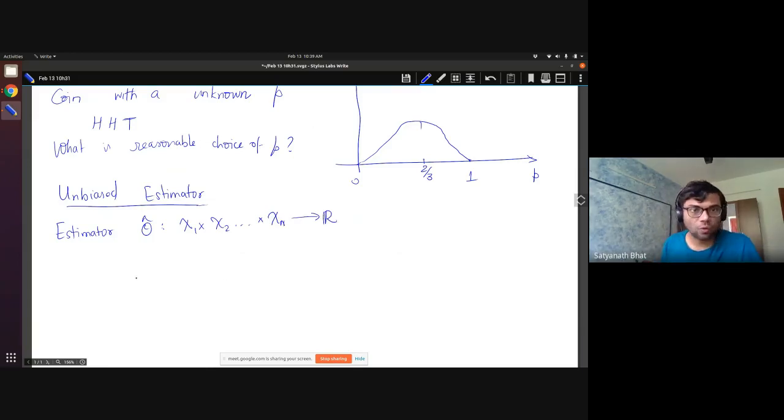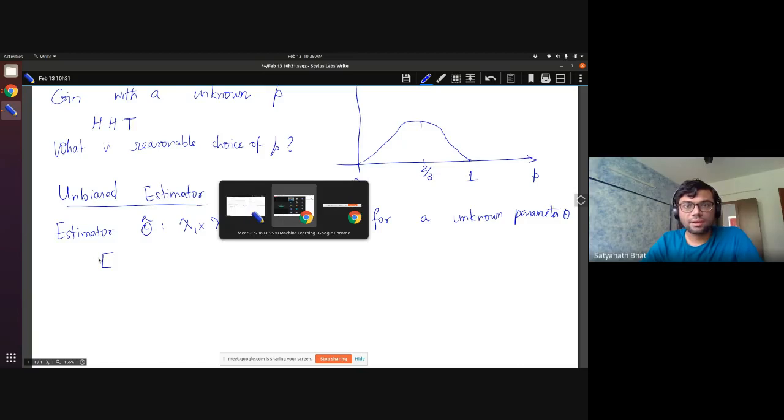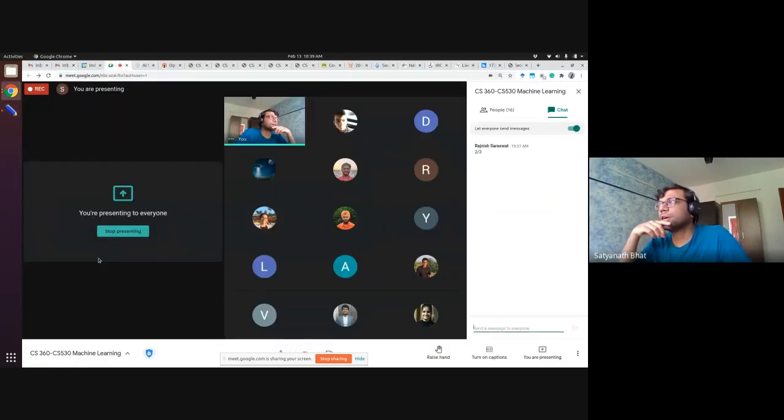Now suppose this is an estimator for an unknown parameter theta. So theta hat, which is a function of all the n samples that you have of your data, is an estimator for an unknown parameter theta. An unbiased estimator has a property, but first of all, let me ask this. Is theta hat random? How many of you feel theta hat is random? Is the value of theta hat a random variable? That's my question.